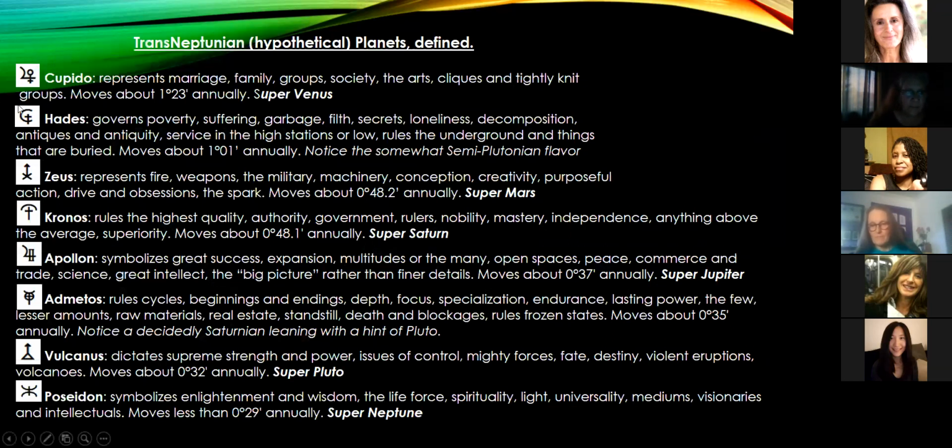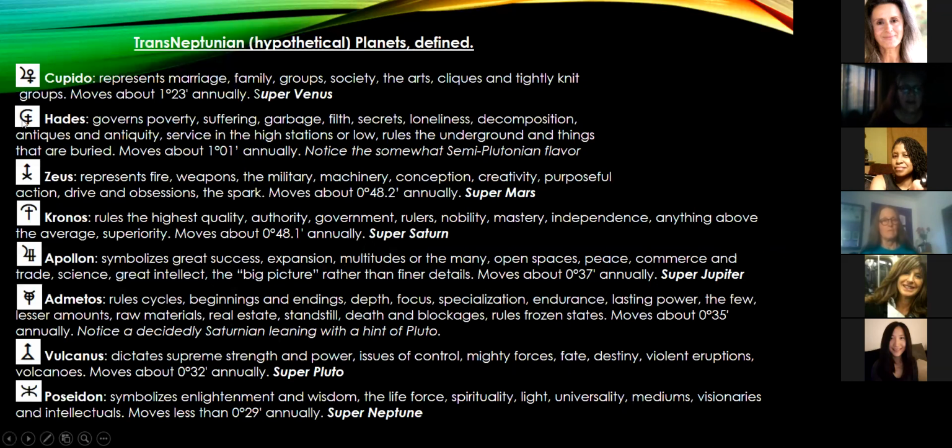So this is Cupido, and I've heard people say it two different ways. I like Cupido myself. And it represents marriage, family, tightly knit groups, or close-knit teams even, dealing in society. It deals with the arts and your creativity. The negative side of groups are cliques, and well, we don't need to go further there.